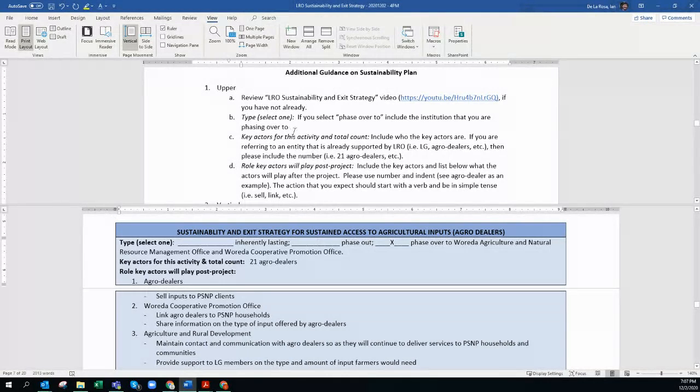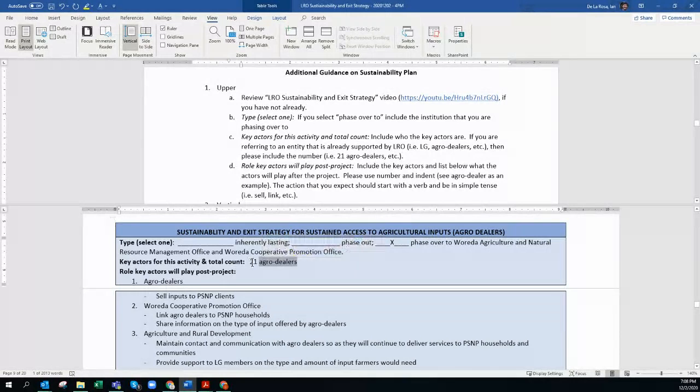So here we have key actors for this activity and total count. In this case, I've just suggested 21 agri-dealers. These are really talking about an entity that we're already supporting, like a livelihood group or maybe agri-dealers as examples. And this gives us here.